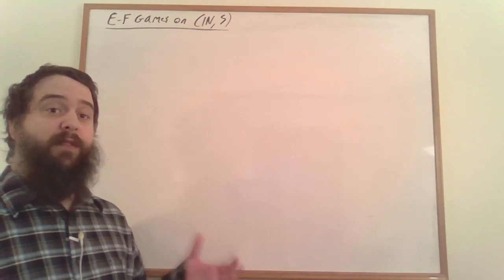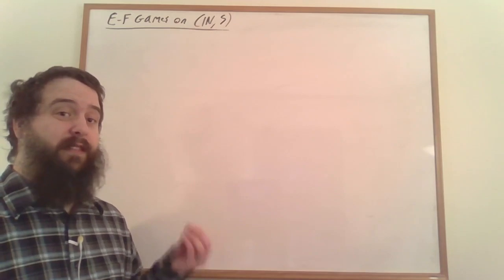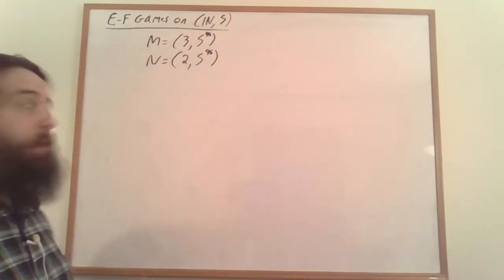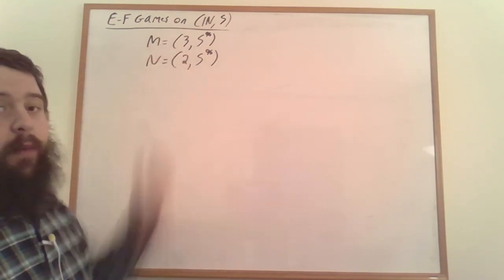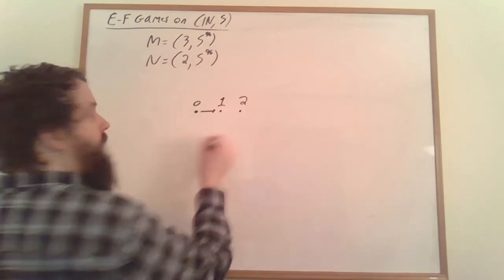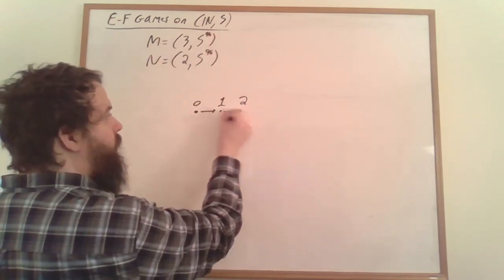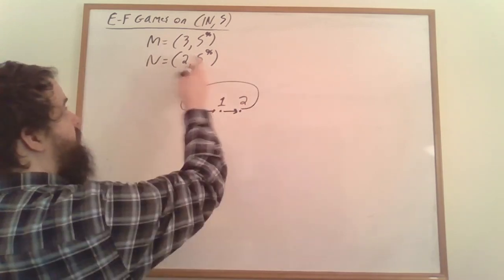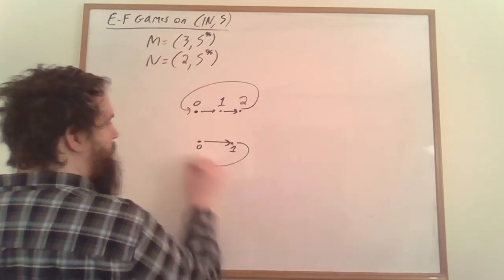Let's take a look at the Ehrenfeucht-Fraïssé games on some finite structures with a modular arithmetic-based successor operation. Again, we will use 3 to represent the set 0, 1, 2, and we'll use 2 to represent the set 0, 1. These are somehow the canonical sets of those size. And the modular successor operation on this set takes 0 to 1, 1 to 2, and then 2 back to 0. And then the modular successor operation on this set takes 0 to 1 and 1 back to 0.